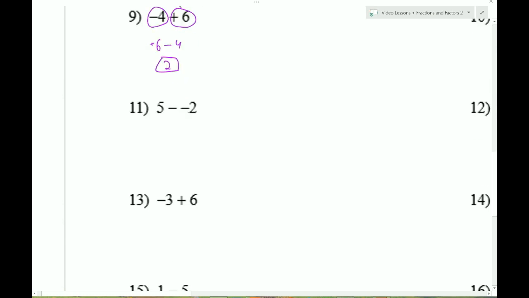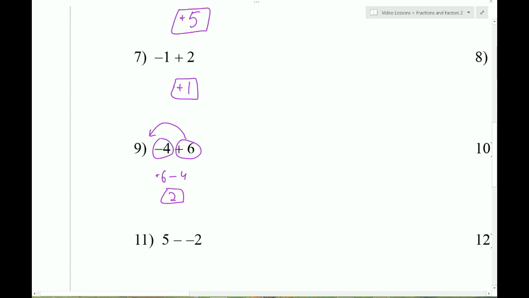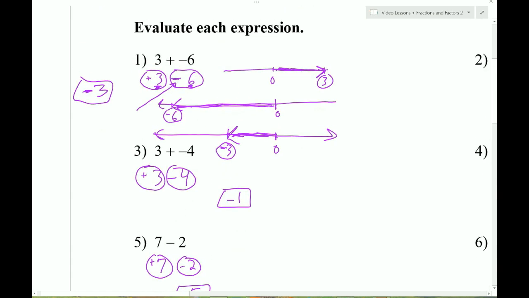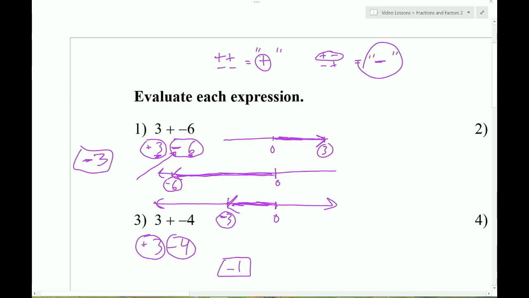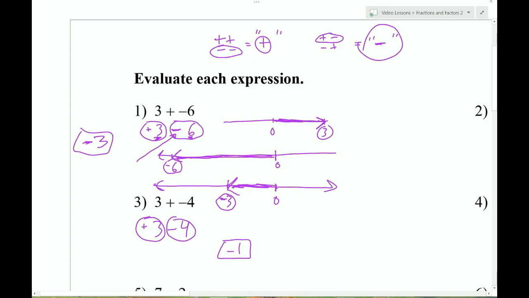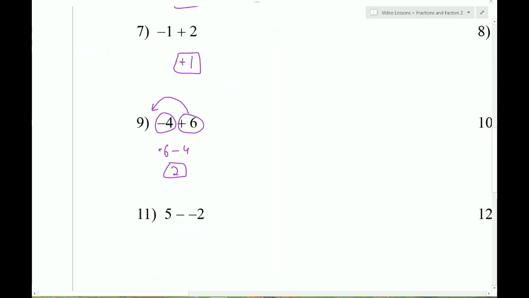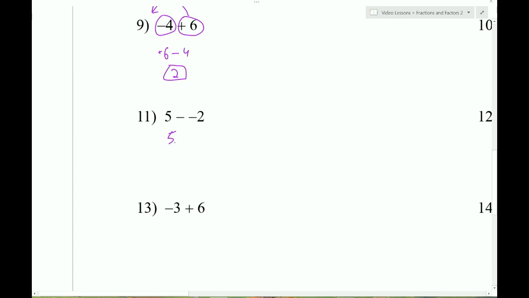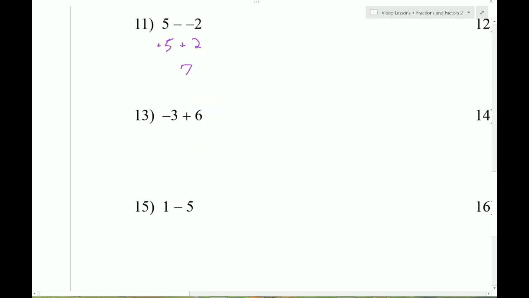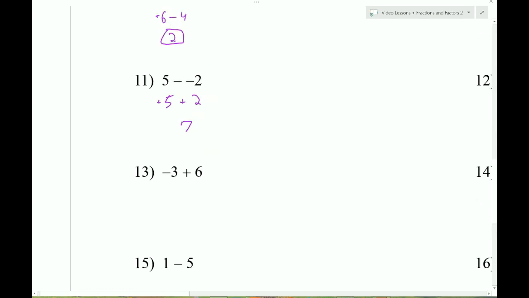Now we have 2 negative signs in a row. So if you remember from the beginning, that actually turns into a plus sign, right? When we have 2 negative signs consecutive. So then we end up with 5 plus 2, which everybody knows is 7. By the way, the reason why it's 7 is because we're combining two numbers with the same sign. So the answer is still going to have that sign, and the numbers are going to add up.